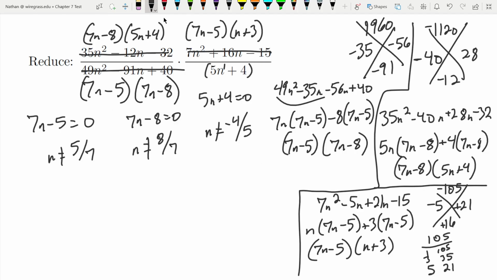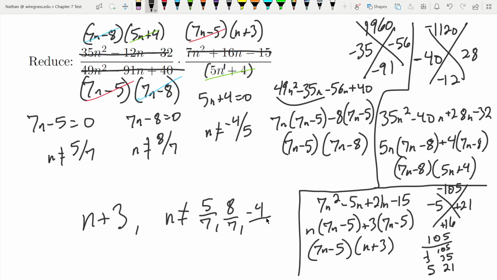With that being done, I can cancel out 7n minus 5, 7n minus 5, 7n minus 8, 7n minus 8, and 5n plus 4. I'm left with n plus 3. So n plus 3, where n cannot equal 5/7, 8/7, and negative 4/5. That's my full solution.